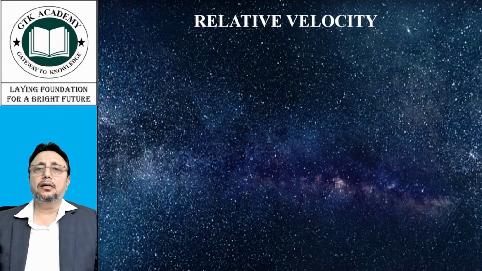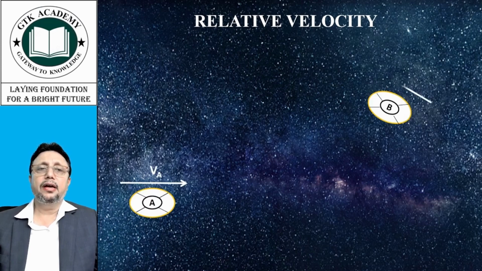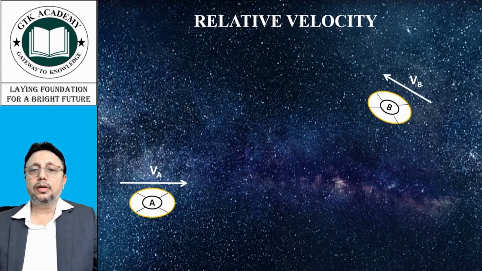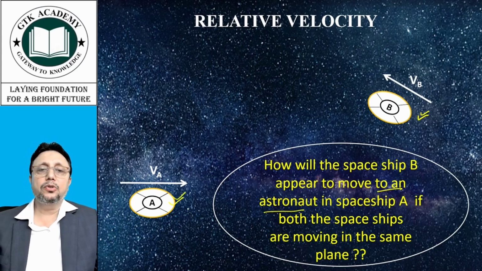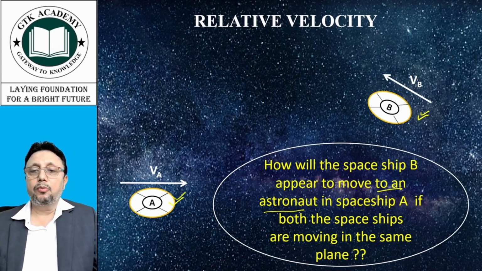Take the case of space. There are two spaceships, VA and VB. Both are moving in the same plane. Now, the question is, how will the spaceship B appear to move to an astronaut who is in spaceship A if both spaceships are moving in the same plane?